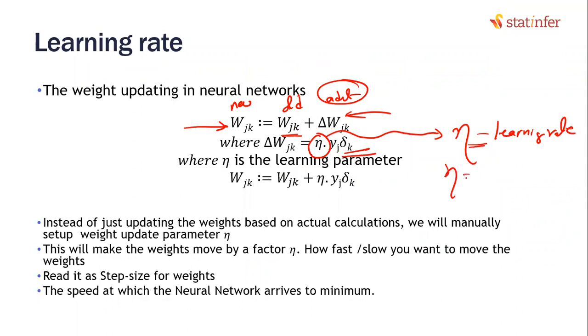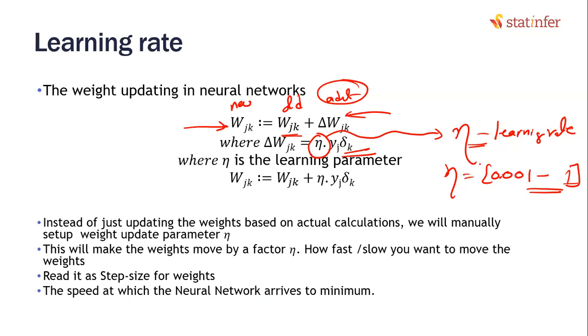Usually eta is set to be between 0.001 and 0.1. Or maybe we can say learning rate can take any value, but usually while we are dealing with networks, we will set it as a value between 0.001 and 1.